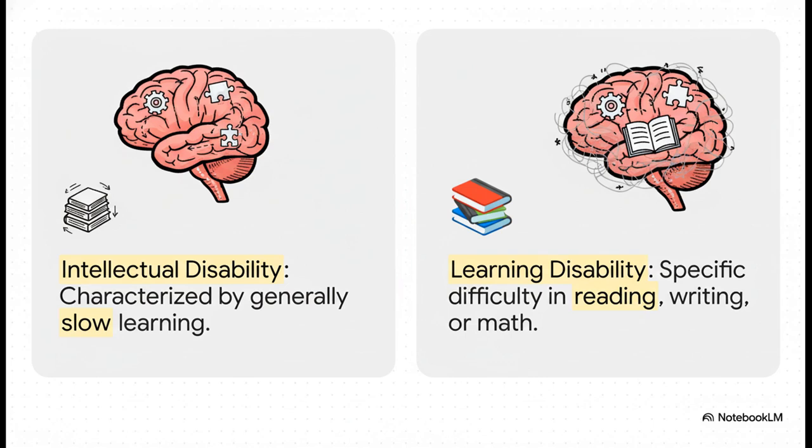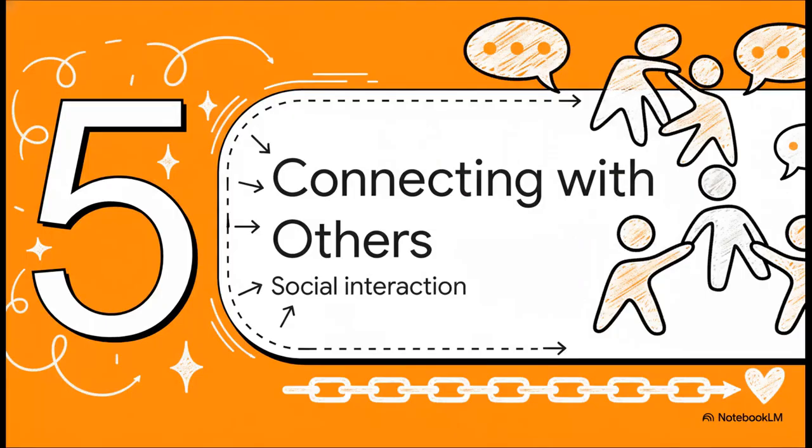On one hand, you have intellectual disability, which is about a generally slower pace of learning, kind of across the board. But then you have a learning disability, which is a specific challenge, maybe with reading or writing or math. Someone could be brilliant in other areas, but struggle with that one thing. So remember, one is general, the other is specific. That's the big takeaway.